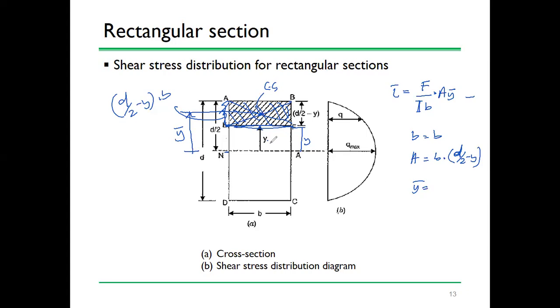Y bar is simply the y plus half of this. So we have y plus half of the d over 2 minus y. So now that we have gotten this, we'll just substitute into the main shear formula and simplify. Any clarification required here?